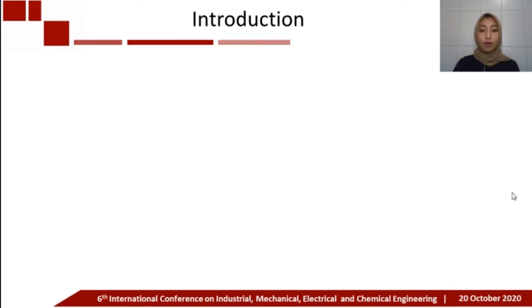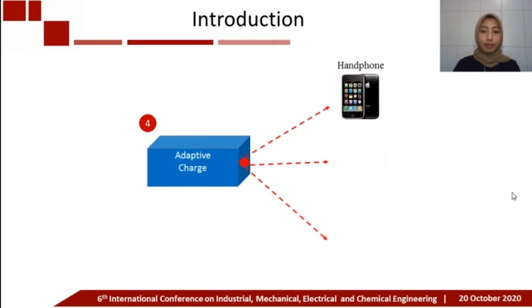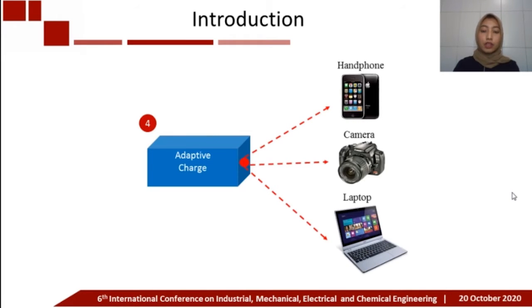Next, from this problem, it takes a system that is able to recharge the battery, capable of working adaptively on various types of DC load with different voltage and capacity. Using an adaptive power charge system, the charging process with only one device is capable of being used to charge more than one type of device with different charging voltage. So the charging process is more efficient.